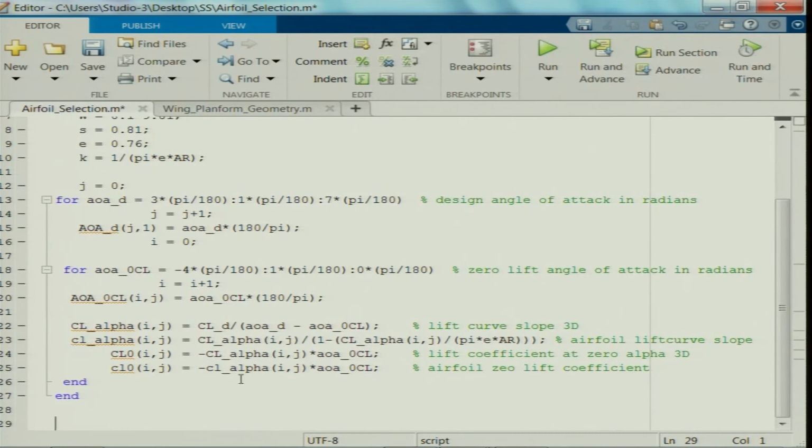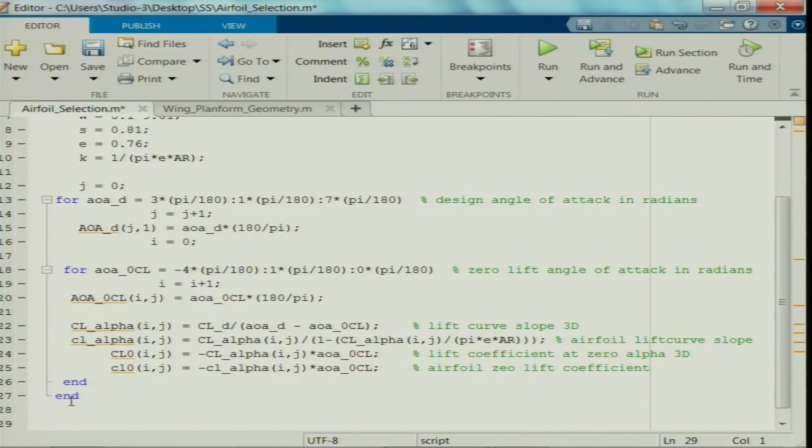So, now another important aspect is, once you select this, you should also look at that design CL. Are you able to achieve that particular L by D that you have considered, right? That is another aspect that you need to take care of. I am not going to include that particular aspect here.